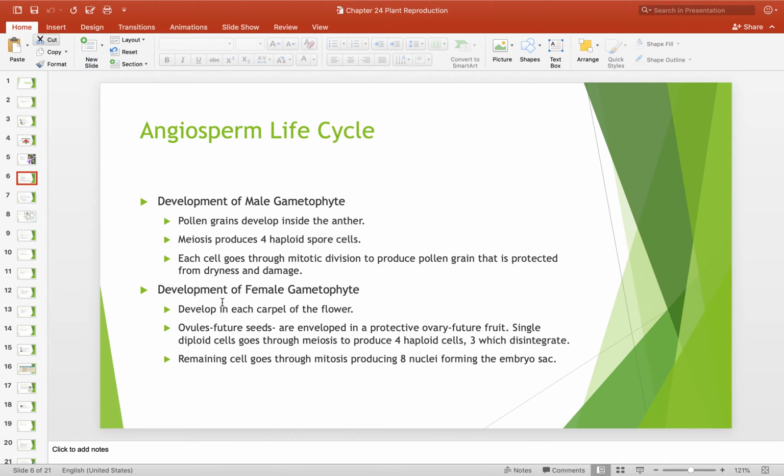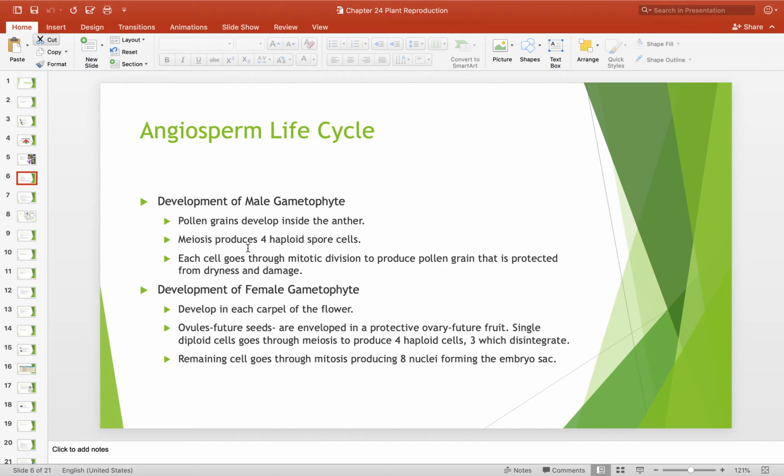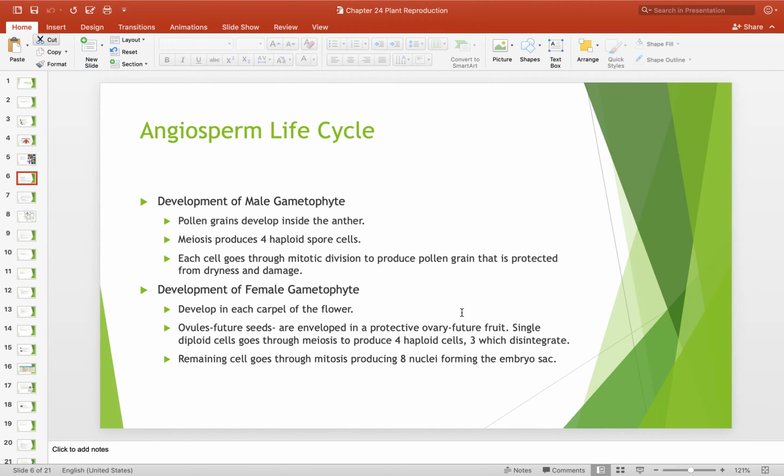And pretty much you're going to have 2 cells that are going to be distributed and used to pollinate. The female gametophyte is going to develop in the carpel. The ovules, which are here, these things here are going to be the seeds. Those will eventually be fertilized and develop into seeds. And then you get the protective ovary, which is going to be the fruit portion of the flower, and that's this green, fleshy substance here. So that will develop into the fruit.